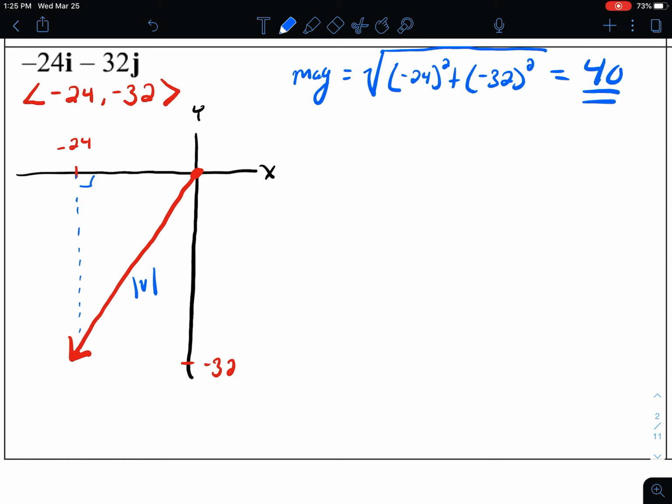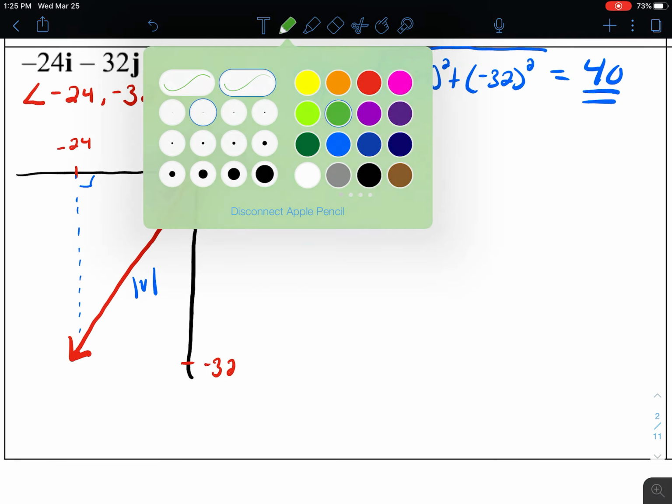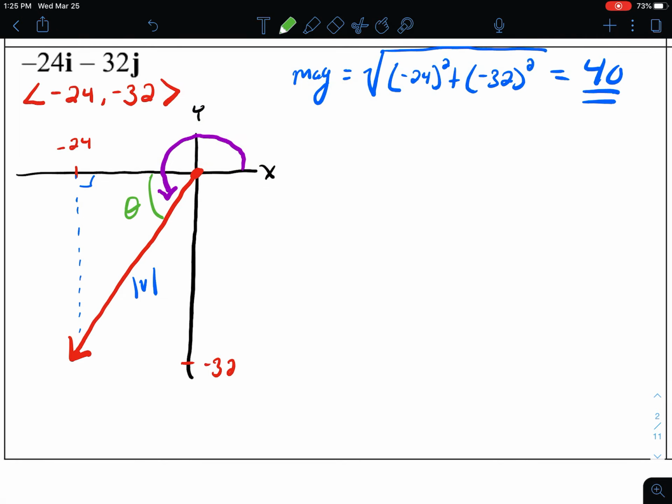Which is going to give me 40. So that's how long that vector is. The direction angle, my direction, is going to be how far did you rotate counterclockwise off the positive x-axis? Well, in order to find that, I'm going to have to find the angle formed between the x-axis and that vector, call it theta, and I'd add 180 to it.